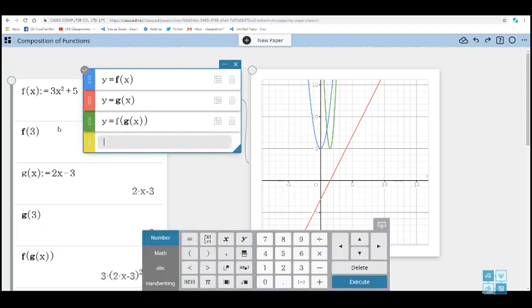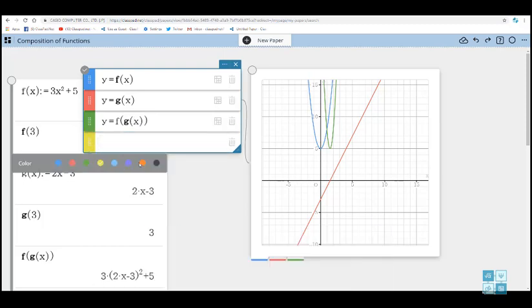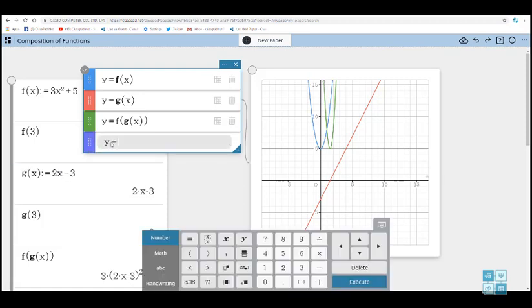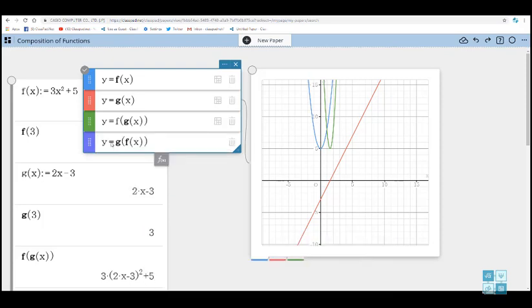So now let's change this color here. I like them to stand out a little bit more. So let's do y equals and do the reverse, g of f of x, so we can visually see the difference.